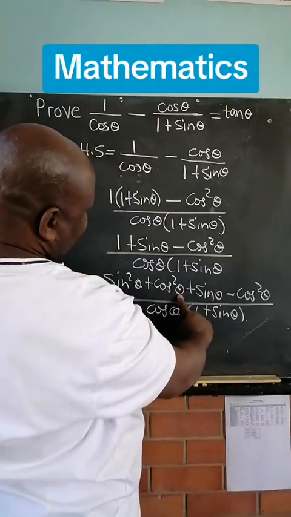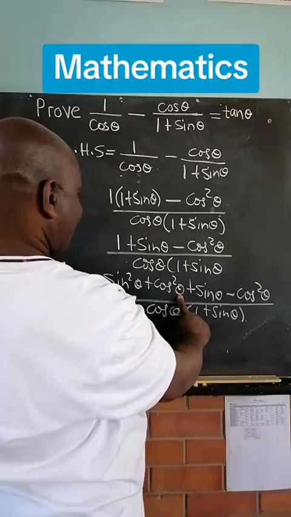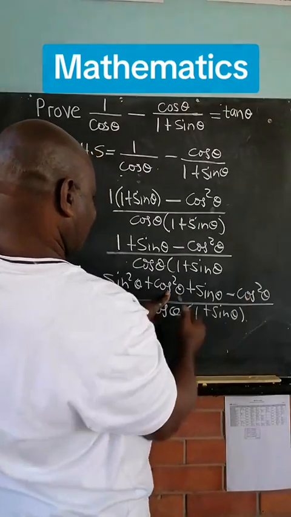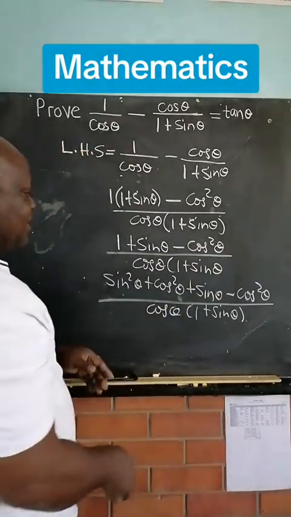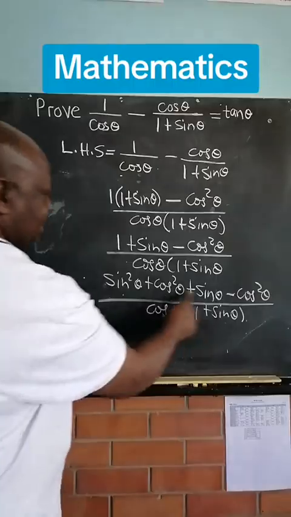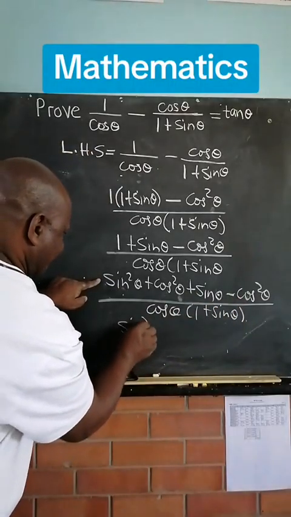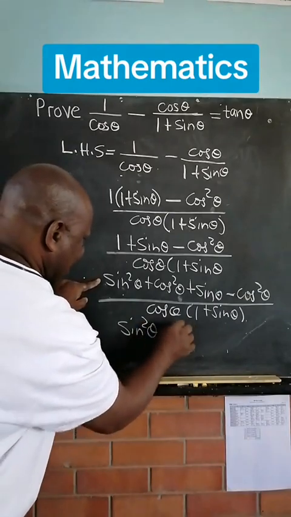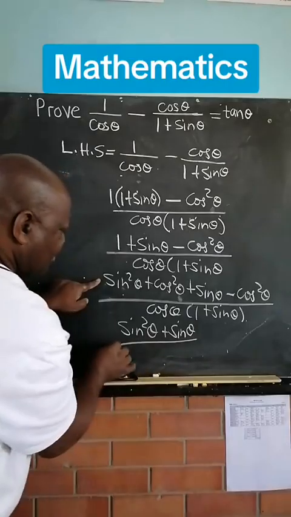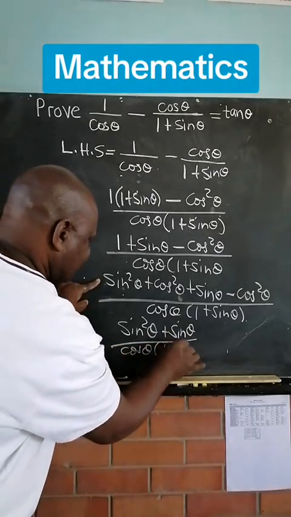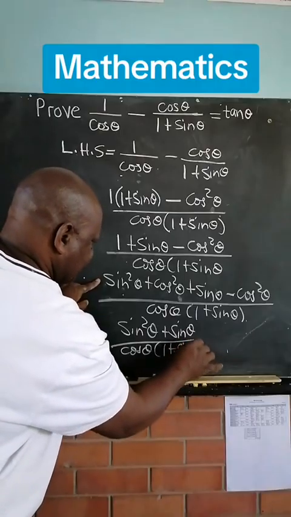But why did I take this? It will now make things easier. When I say cos squared minus cos squared, that will go. So I remain with a simpler expression. So this and that will go. I remain with sine squared theta plus sine theta all over cos theta open 1 plus sine of theta close.